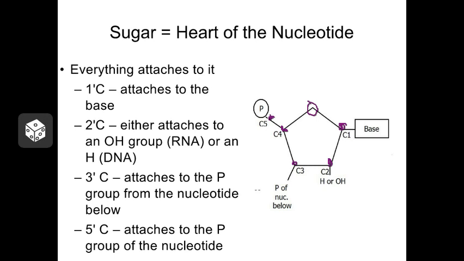Now each carbon connects to something important. Carbon 1 is going to connect to the base. Carbon number 2 is either going to connect to a hydrogen or a hydroxyl group, and that determines what kind of a sugar this is. We'll look at that again in a moment. Carbon 3 is important because if this nucleotide connects to another nucleotide, it's carbon 3 that's going to reach down and grab the phosphate group of the nucleotide below.